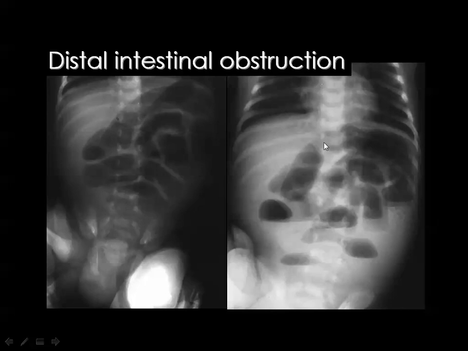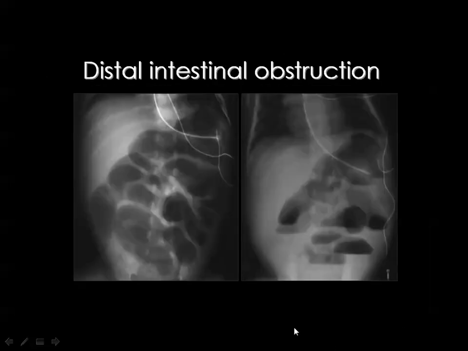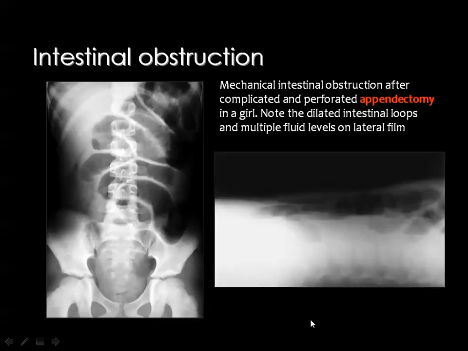If you see small bowel only, this means that you are dealing with a small bowel obstruction, usually in the distal ileum. But if you see also colon, as I indicated by the haustra of the colon, then you know that the obstruction is distal in the colon. And here is another example of intestinal obstruction. The small bowel loops are dilated. In the erect film, you got multiple air fluid levels, diagnostic of distal small bowel obstruction.